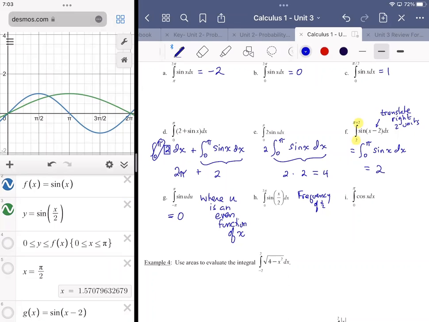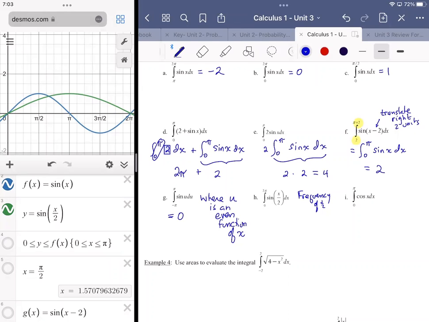If you double the height, you double the area. If you double the width, you double the area. If you double the height and the width, you quadruple the area. Here I'm doubling the width, so I would double the area. It's just a question of area of what.